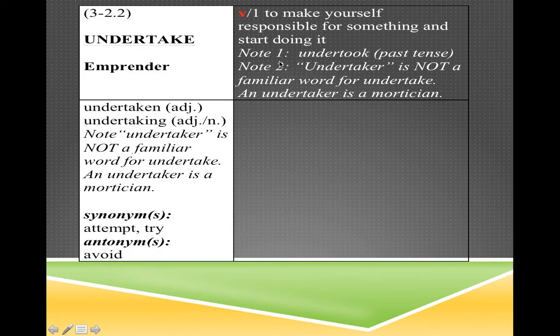Okay. Let's go back. Note, we have several notes right here. For note number 1, the past tense of undertake is undertook. Take, took. Undertook. Note 2, undertaker is not the family word again. It just means a mortician.